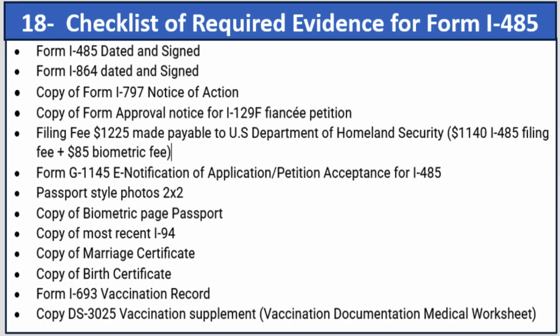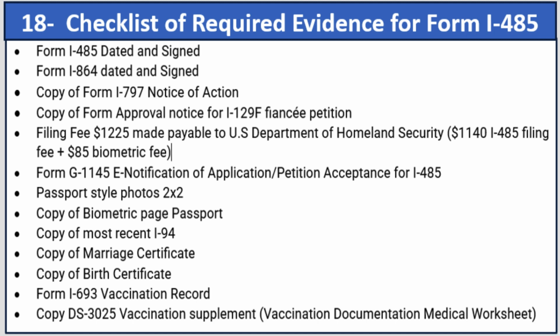So once you file I-485, it's time to gather the supporting documents. That's step 18, the checklist of required evidence for Form I-485. You will need Form I-485 dated and signed. You will need Form I-864 dated and signed. You need a copy of the I-797 Notice of Action. You will need a copy of the approval notice for the I-129F Fiancé Petition. You will need a filing fee of $1,225 payable to the U.S. Department of Homeland Security. It's $1,140 for the I-485 filing and $85 for biometrics.